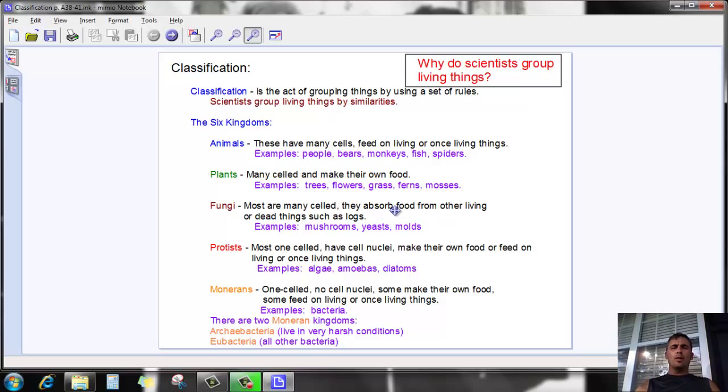And when I say absorb, a lot of people don't understand the word absorb, but they want to think of it as like maybe using a straw to suck up the Coke or a milkshake or something like that.